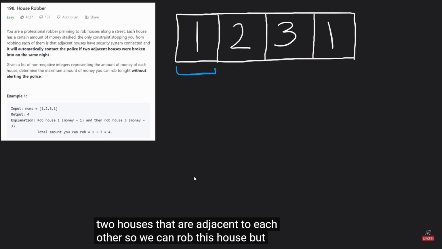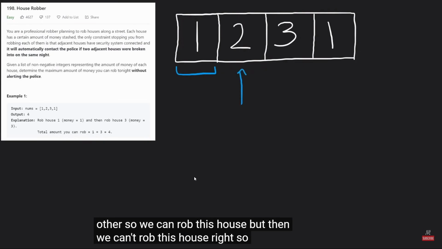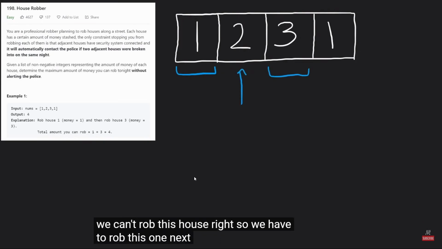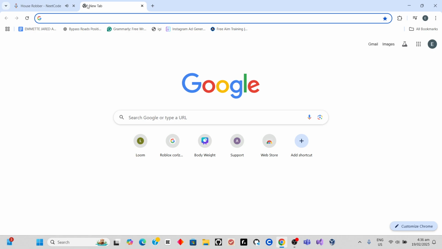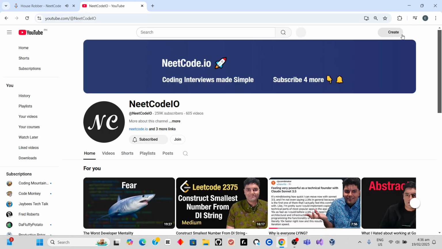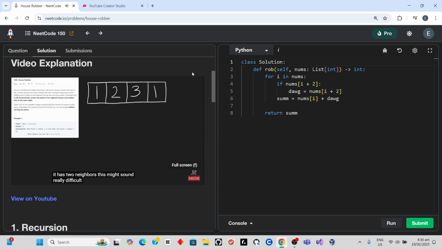So we can rob this house, but then we can't rob this house, right? So we have to rob this one next, maybe, right? On the other hand, if we rob this one, we can't rob this one and we can't rob this one. It has two neighbors. This might sound really difficult, right? So let's just start out with the brute force approach.